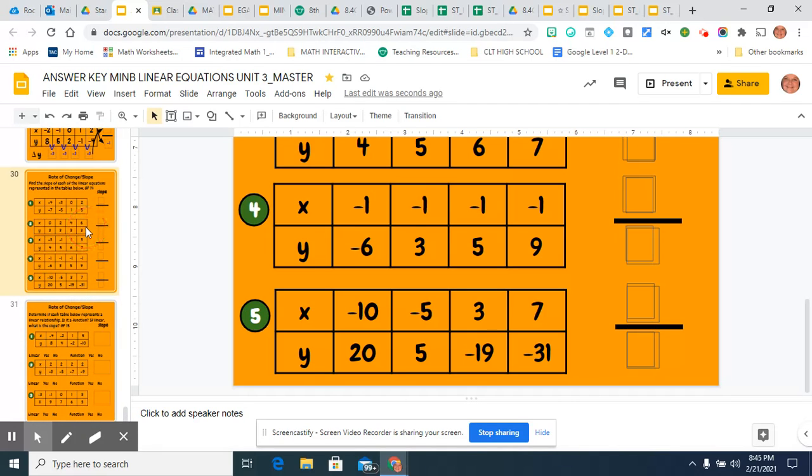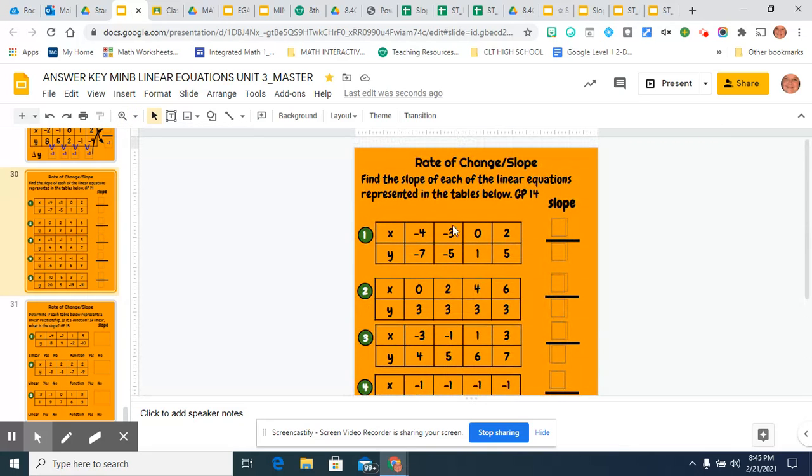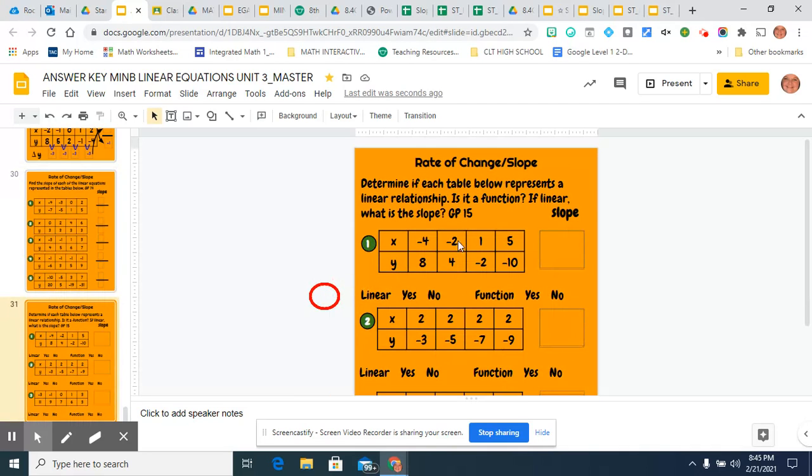And you have two GP pages. I'm going to zoom back out so you can see them a little bit better. These are all linear relationships on your first GP 14. You have to find the slope of each linear equation represented in the table. On GP 15, it asks you to determine if each table below represents a linear relationship. So you're going to have to go through and find every single change to determine if it's linear. And if it's linear, then what's the slope?